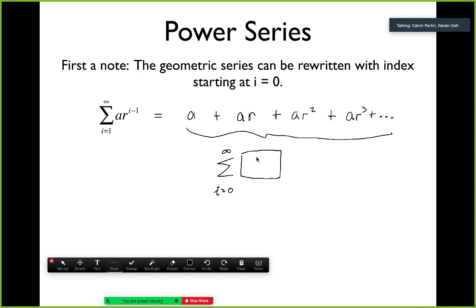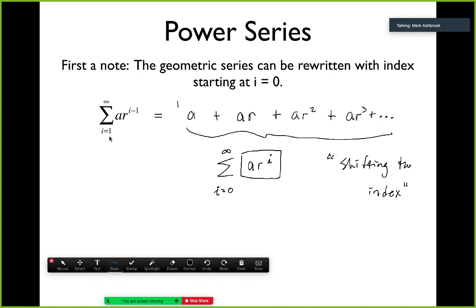ar to the i. Okay, someone wants ar to the i. Agree? Let's try. When i equals 0, what do you get? Just a. When i equals 1, you get ar. There it is. When i equals 2, you get ar squared. Okay, so this is what's called shifting the index. We just shifted the index, but it didn't change the series, right? So this looks a little bit different than this, but it's the same series. It's the same sum.